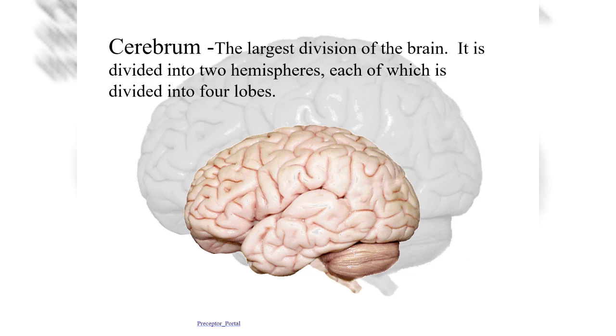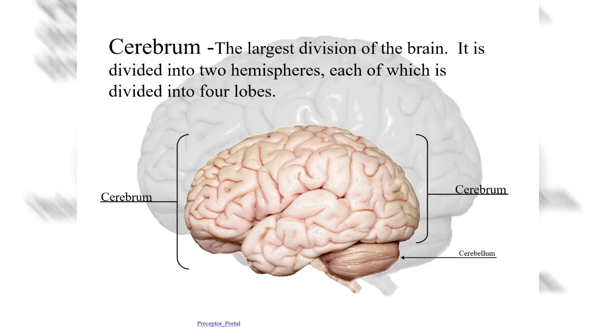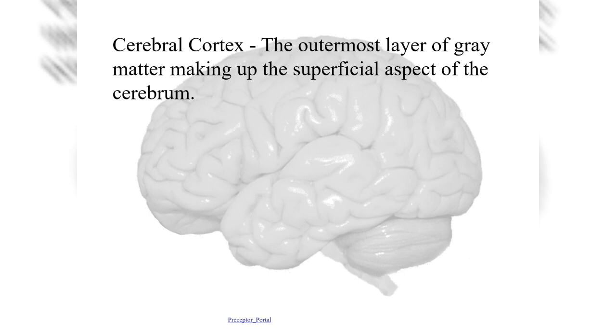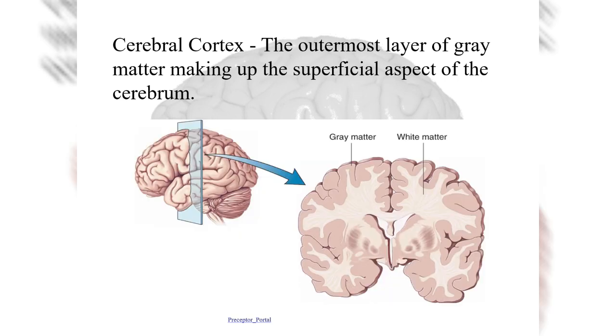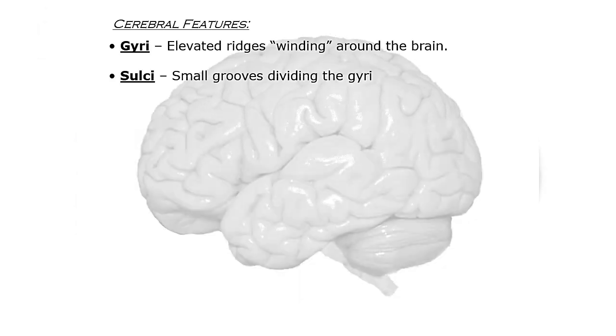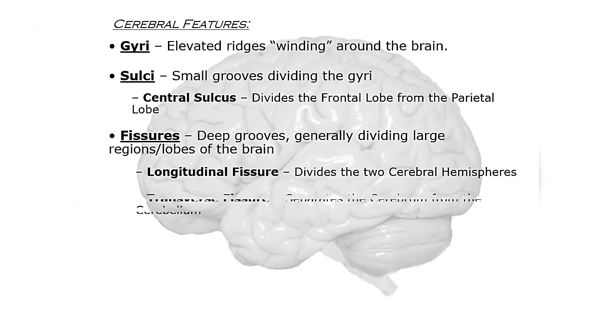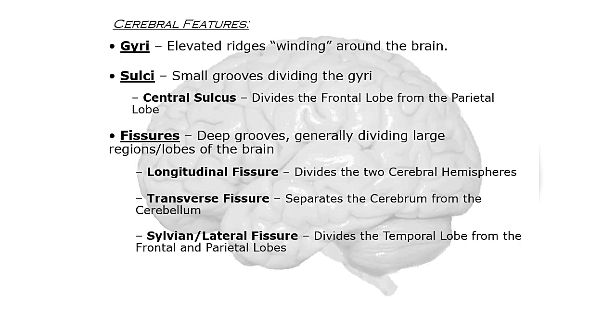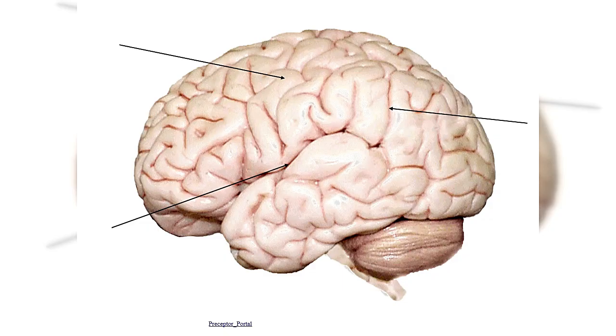The cerebral cortex is the outermost layer of the cerebrum, composed of gray matter. It plays a key role in memory, attention, perception, and consciousness. The cerebral cortex features gyri, sulci, and fissures. These structures increase the brain's surface area, allowing for more complex neural connections. Here, we can see the gyri, sulci, and fissures on the brain's surface. These structures are essential for the brain's functionality and organization.